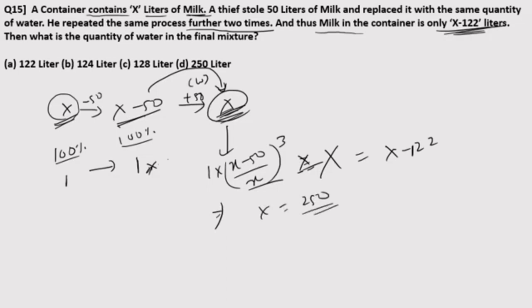If x is 250, then milk has to be how much? 250 minus 122, that is 128. So milk is 128 and water is 122. Only the water part is asked, the final quantity of water in the final mixture. So this is 122. Let's move to the next question.